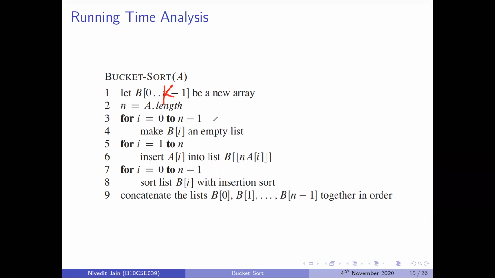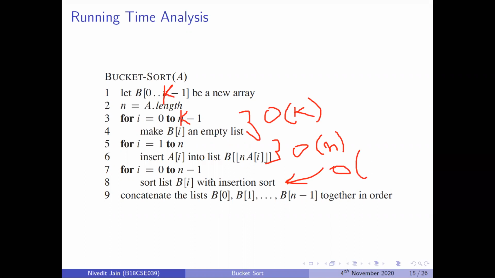So this line takes complexity of O of k. This one is O of n. This is a tricky line. This line runs variably. Let's say for each i, it runs O of n_i times in this insertion sort. Each bucket contains n_i elements, so this runs O of n_i square times.